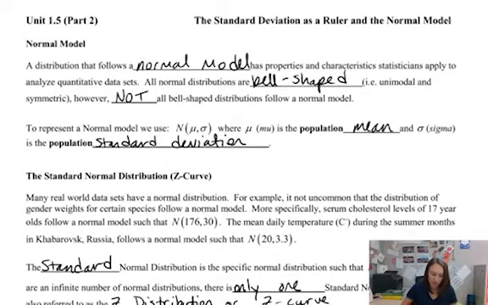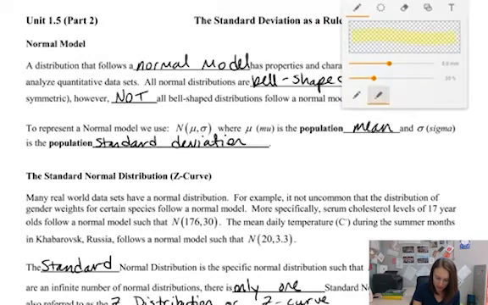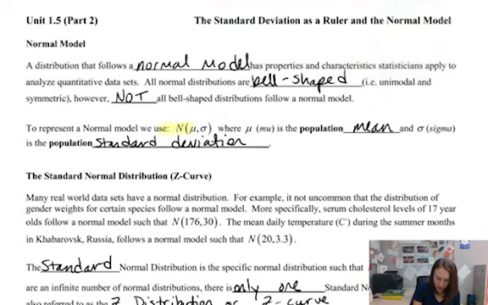In AP Stats, we're going to represent the normal model by using this notation here, where we have capital N and then parentheses, mu, and then comma sigma. Mu is going to be the population mean and sigma is the population standard deviation.